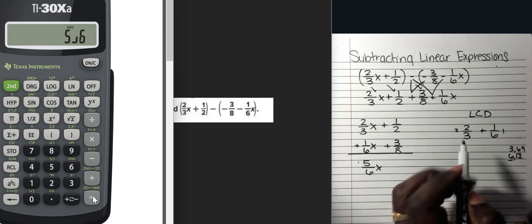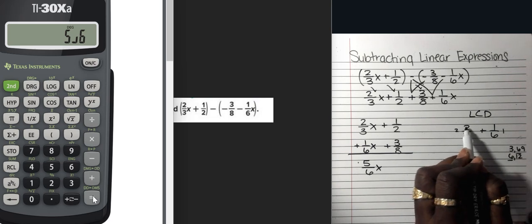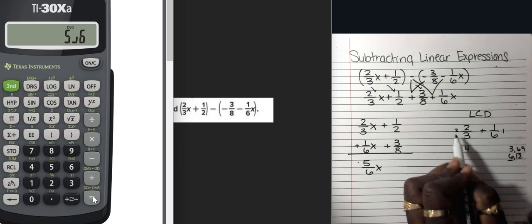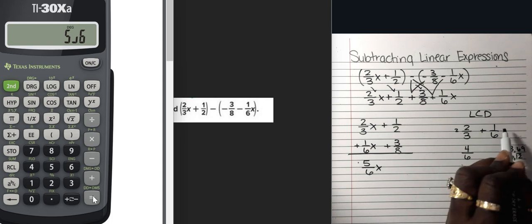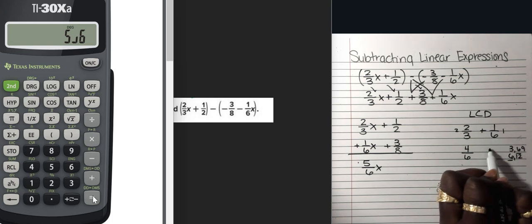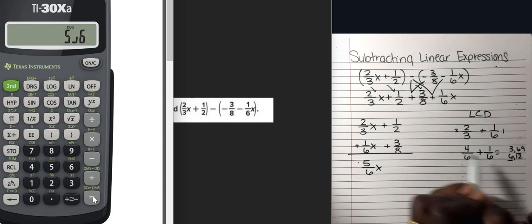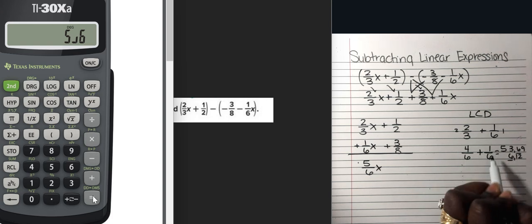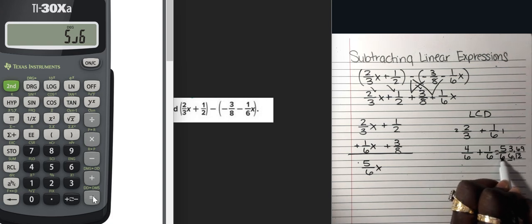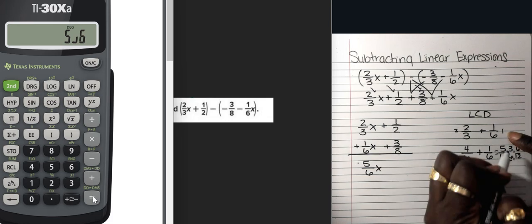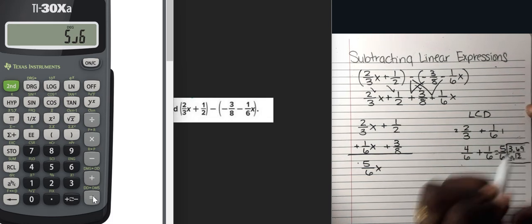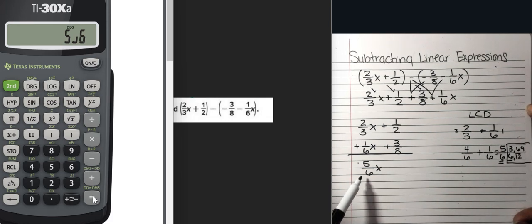Okay. So then when we bring that down, 2 times 2, we get 4. 2 times 3 gives me 6. Here we have 1 times 1 to give me 1, and 1 times 6 to give me 6. Okay, and then remember we're adding. So when you add those two together, 4/6 plus 1/6, you end up with 4 plus 1, which is 5, and your denominator would stay the same. So notice that we got the same thing that we had here.